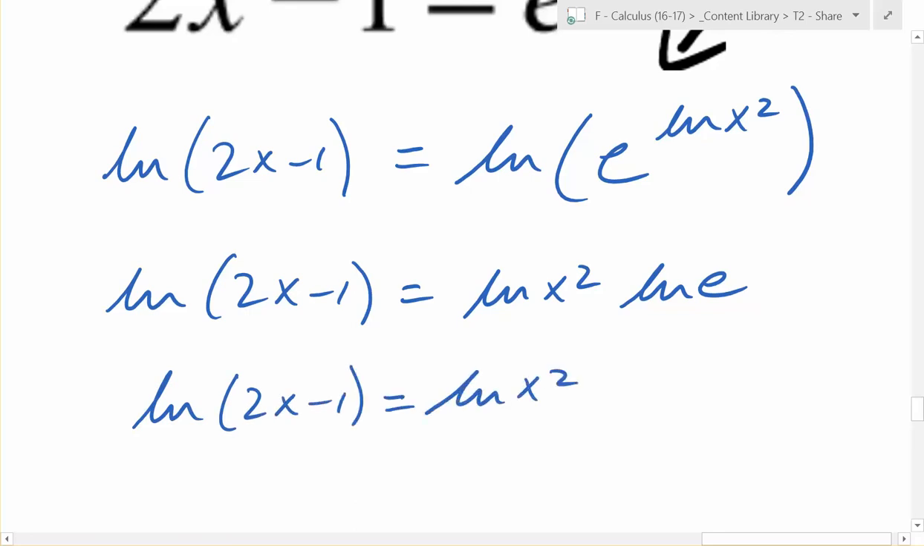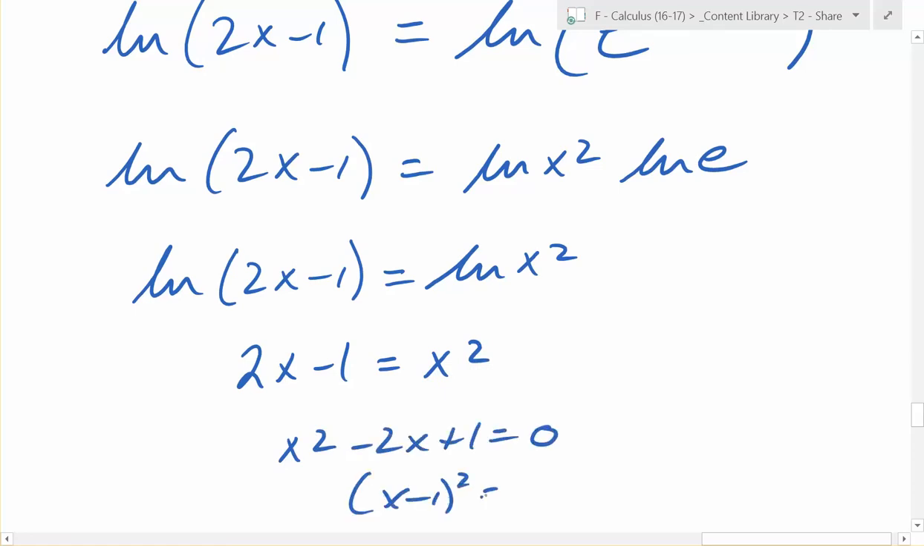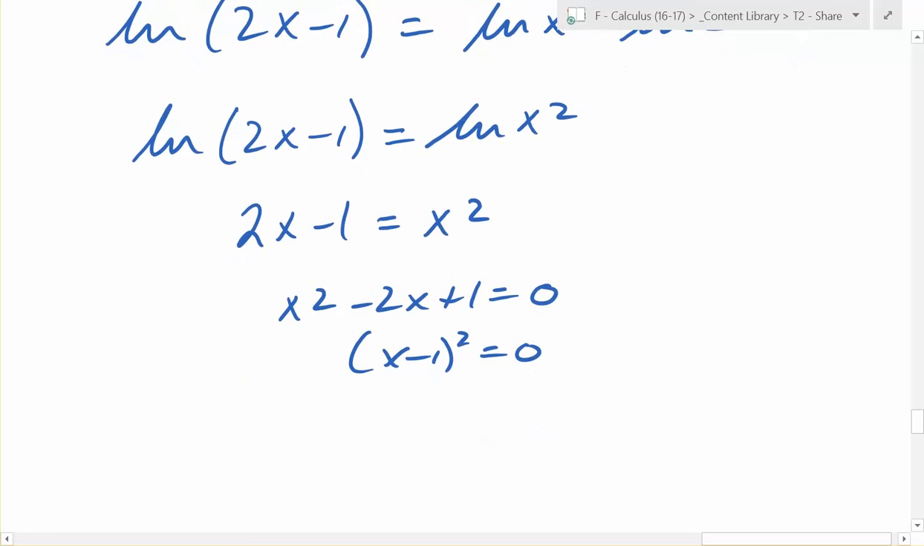If log a equals log b, then what has to be true? A equals b. So therefore, 2x minus 1 is equal to x squared. So you have x squared minus 2x plus 1 is equal to 0, which is (x minus 1) squared equal to 0, so x is equal to 1. Okay, there's your log review for today.